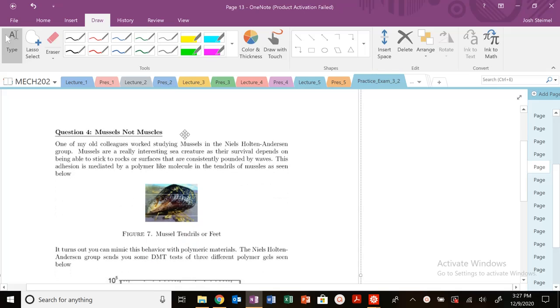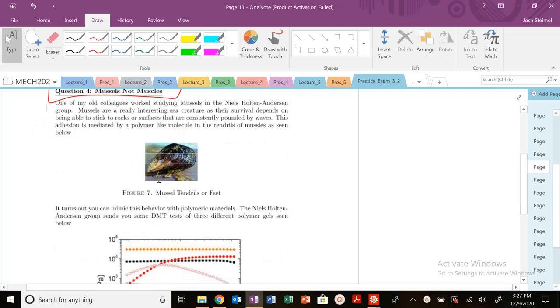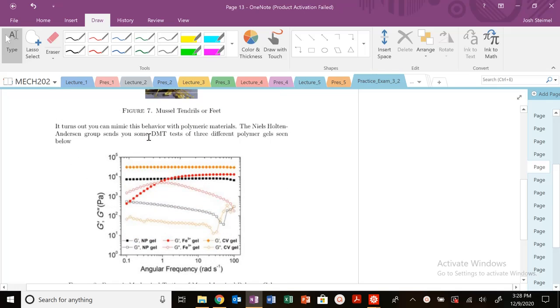Our last practice exam problem, question 4, which is mussels, not muscles. One of my old colleagues worked on studying mussels in the Niels Holten-Anderson group at MIT. Really interesting sea creatures. They stick to rocks as they're consistently pounded by waves, and the adhesion is mediated by a polymer-like material, or you could model it as such.